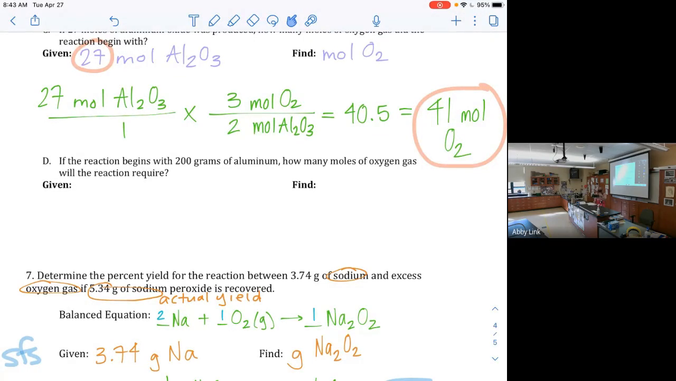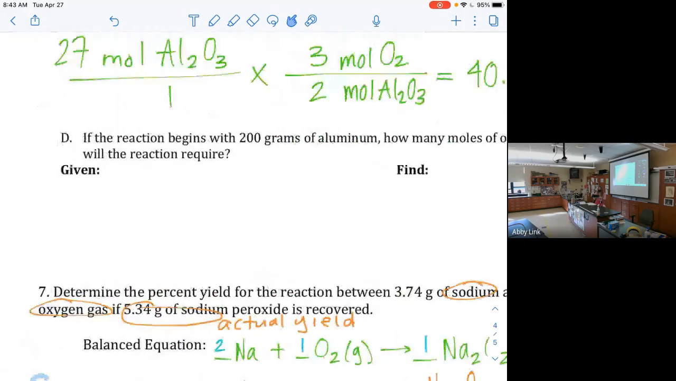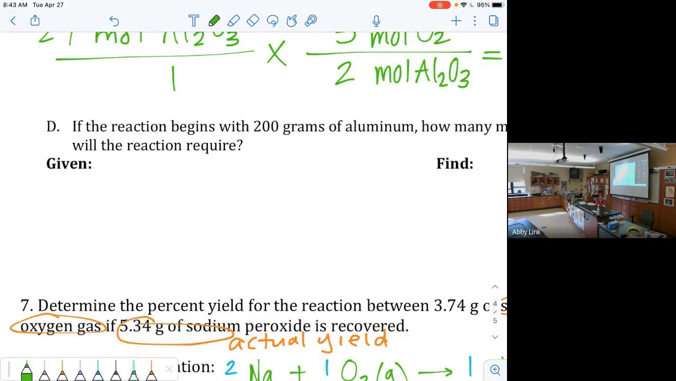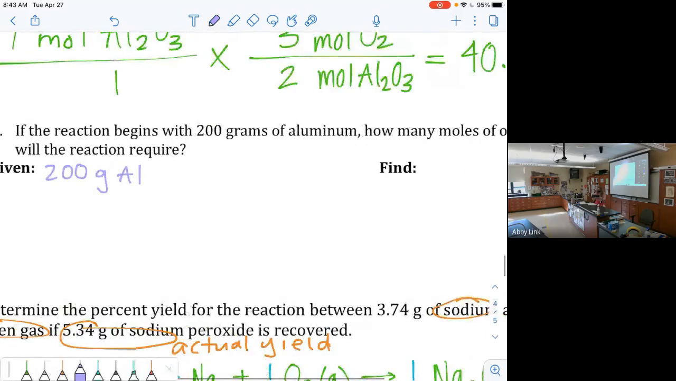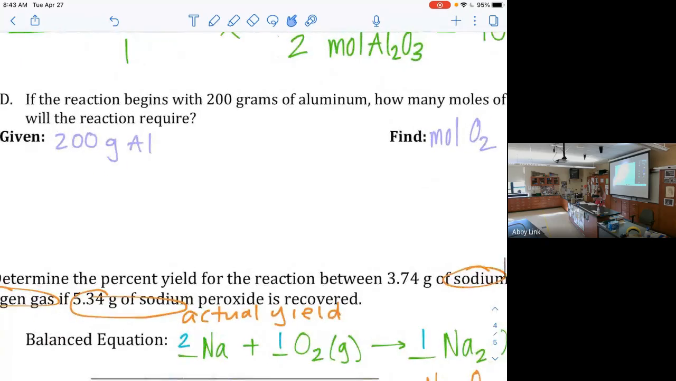Okay. So let's tackle letter D here. It's just going to be a little bit different. I have faith that we can figure this out, though. So it says the reaction is going to begin with 200 grams of aluminum. How many moles of oxygen gas will the reaction require? Okay, so this is a little bit different because, well, you probably recognize this. We're going to start with grams, which we've done before, but we want to end with moles of oxygen. Guess what? It's still going to be less work than going grams to grams. That's the good news for you.